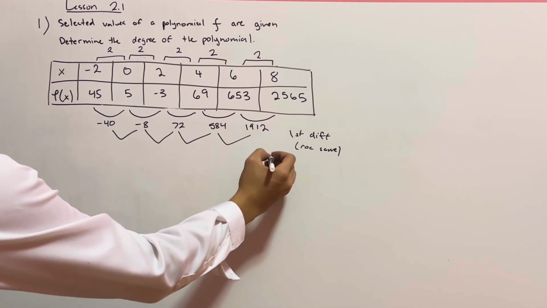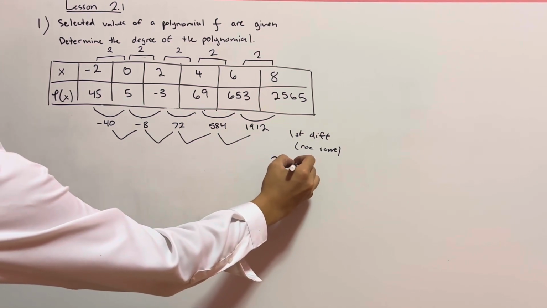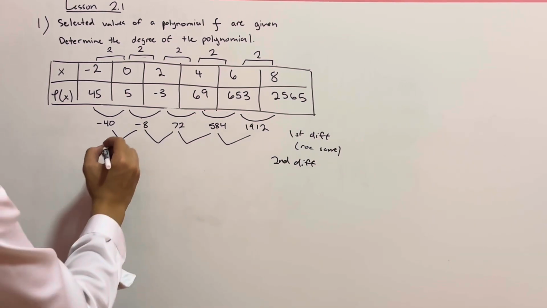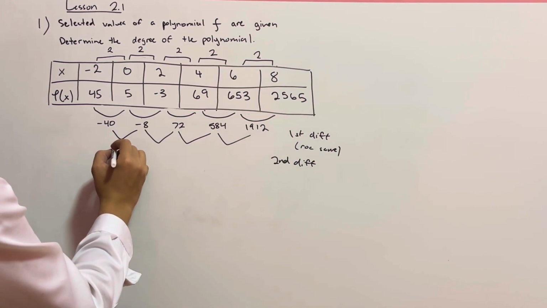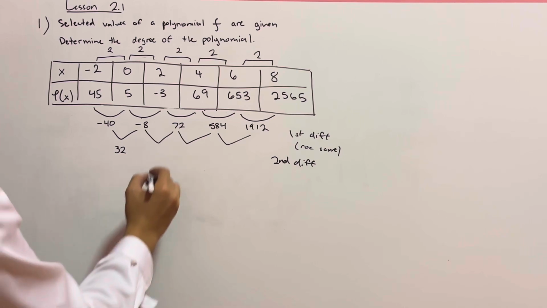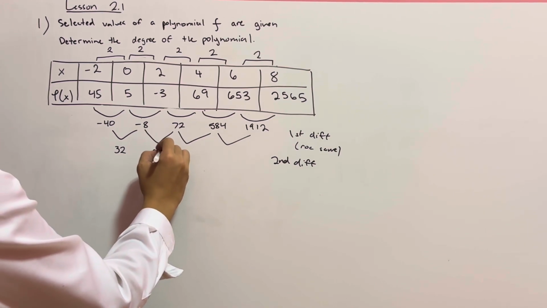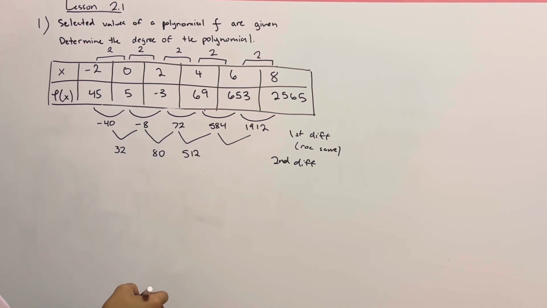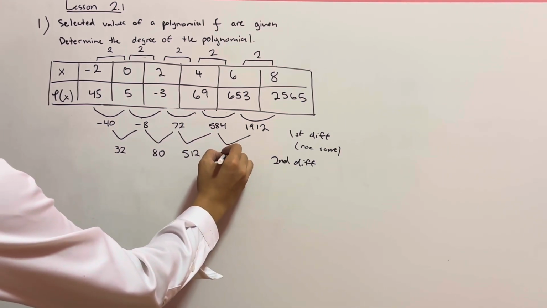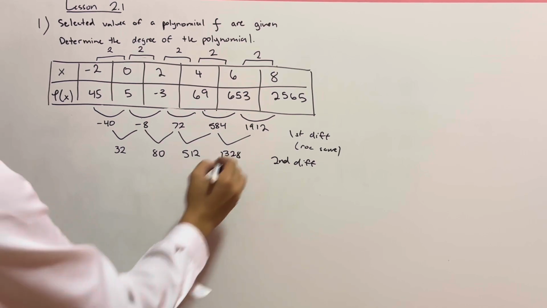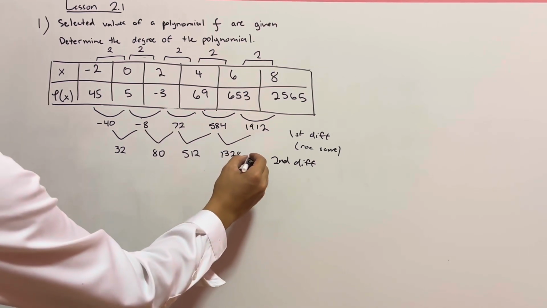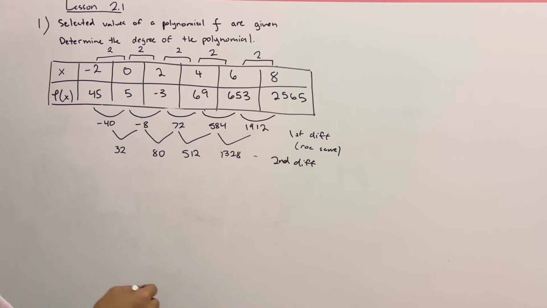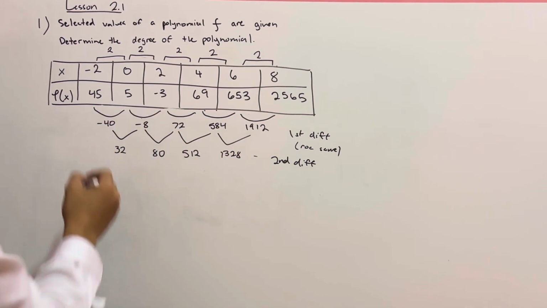So let's see for our second difference. All right, we've used this in tables before. So second difference, we have that 40 to negative 8 is add 32. Negative 8 to 32, we add 80. And then we add 512 here, and we add 1328 here, okay? And that's our second difference, right? Because 1912 minus 584 is 1328, and so on and so forth.